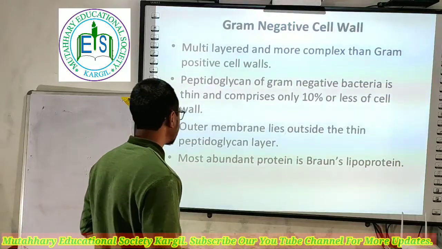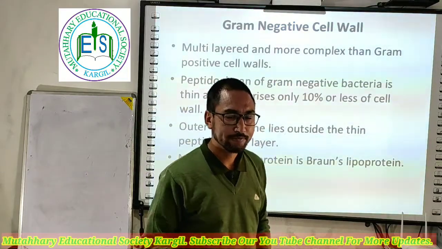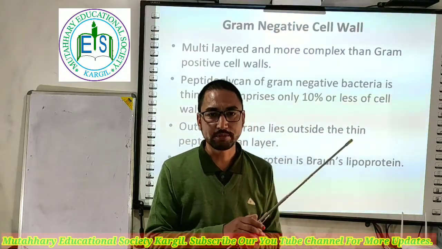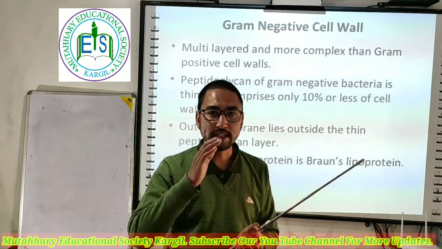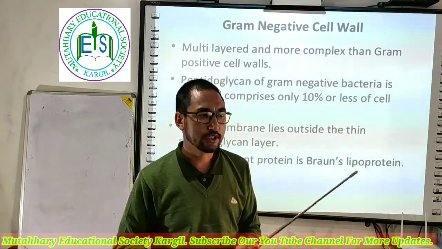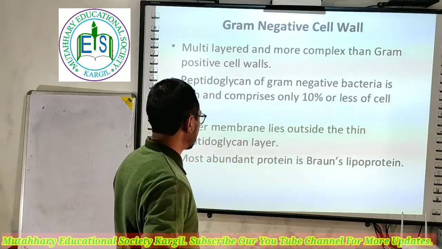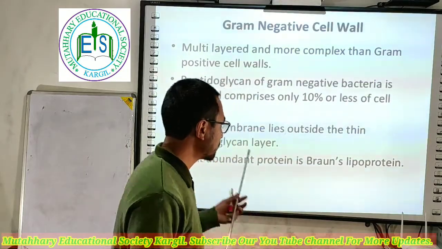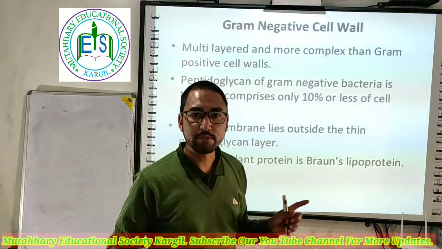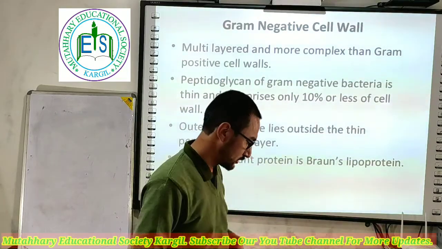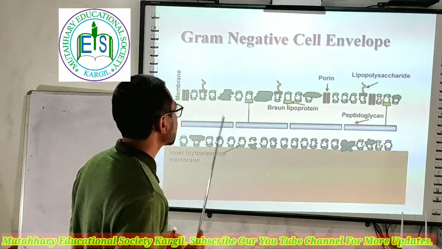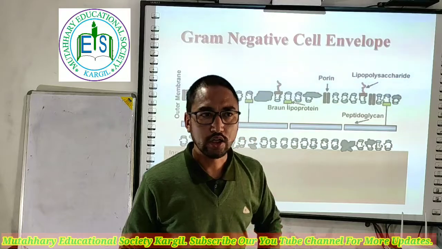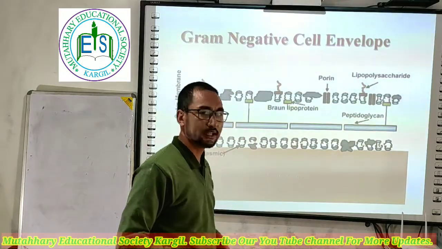So the outer membrane lies outside the thin peptidoglycan layer. In addition to the cytoplasmic membrane, you have the peptidoglycan layer, and over the peptidoglycan layer there is an outer membrane. This is very important, you have to understand it. The most abundant protein present in these layers is Braun's protein. Earlier we said that in gram-positive bacteria the characteristic molecule is teichoic acid. So this is how a gram-negative cell envelope, or bacterial cell wall of the gram-negative class, looks.